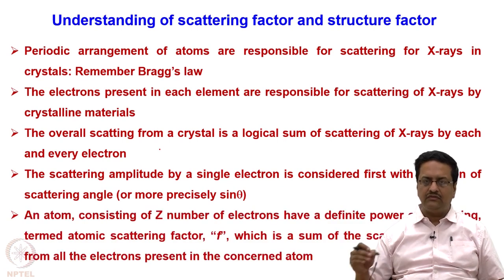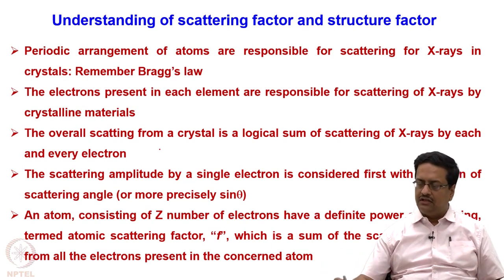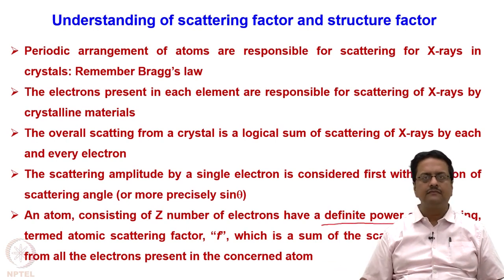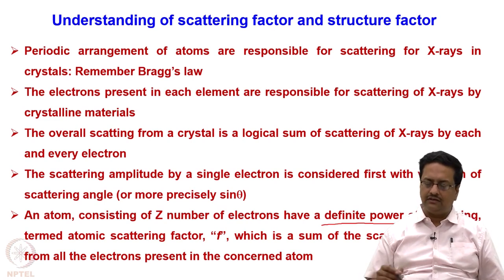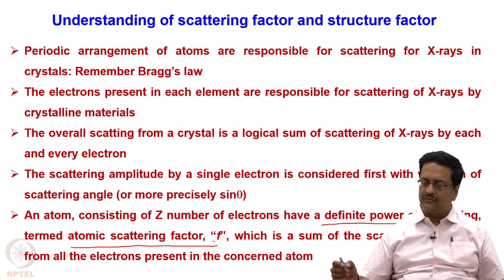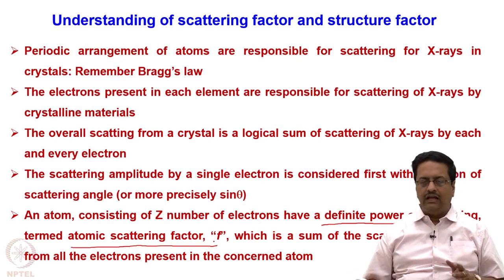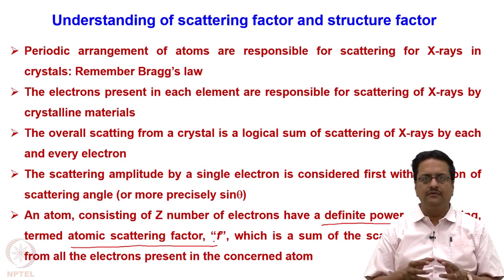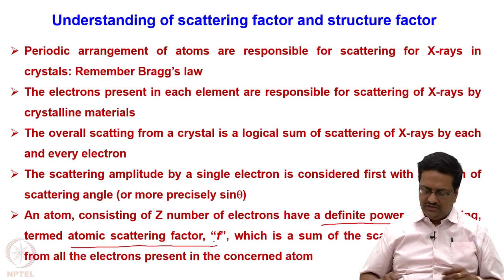And then when we have one particular atom having Z number of electrons, that is the atomic number of that particular atom, they have a definite power of scattering. That definite power of scattering of each atom is called the corresponding atomic scattering factor, designated by the lowercase letter f, which is actually a logical sum of scattering amplitude from all the electrons present in the concerned atom. So every electron is responsible for scattering X-rays, and when we have a set of electrons for one particular atom, the scattering coming from all those electrons is considered to be the scattering power of that particular element.